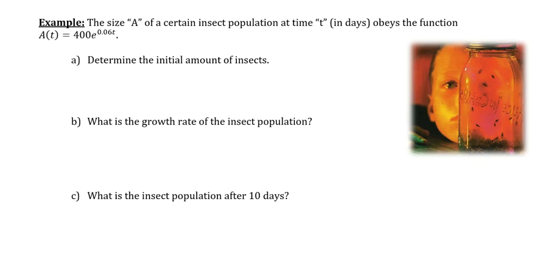The first part wants us to determine the initial amount of insects. If ever you're asked for an initial amount of anything, provided you're working with the exponential law, that's always going to be your value of A sub 0. So our value of A sub 0, just by comparison, is 400. I'm going to note here that A sub 0 is equal to 400. And that would be 400 insects.